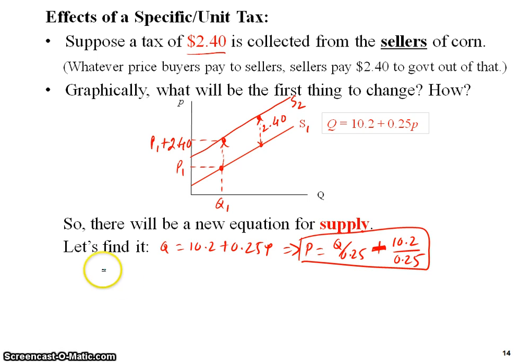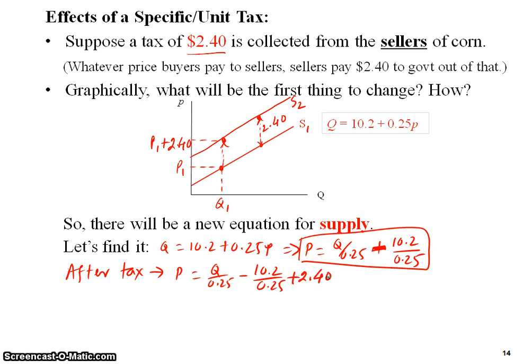Okay, now after the tax is imposed, right, okay, the new price will be the old price plus the 240, right? That's what we did here. So the new price is the old price plus 240. Okay, so the right hand side will be exactly the same as before. The only difference is that we are now going to add 240 to it.